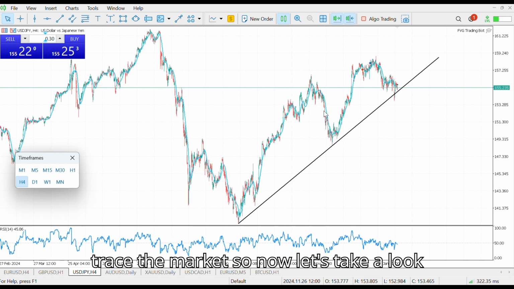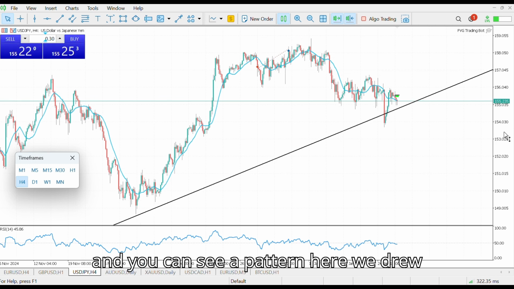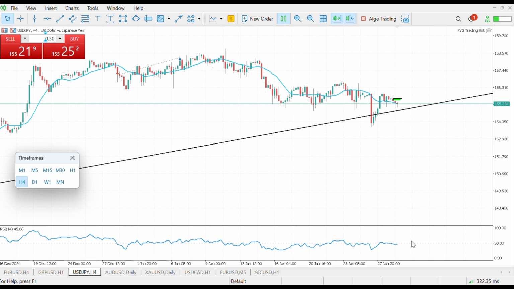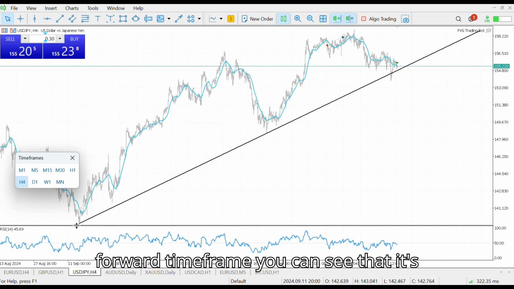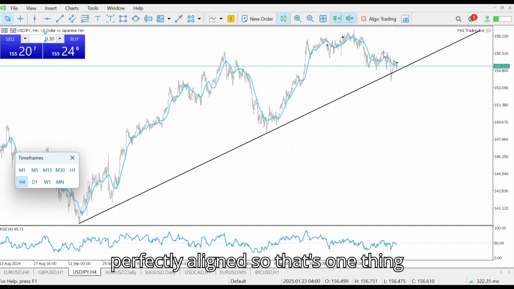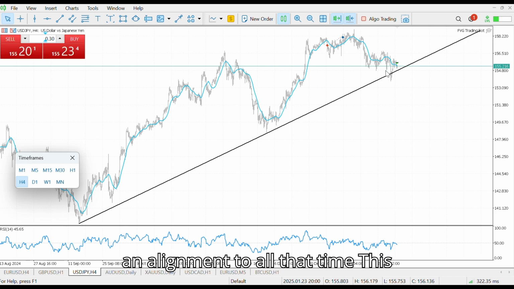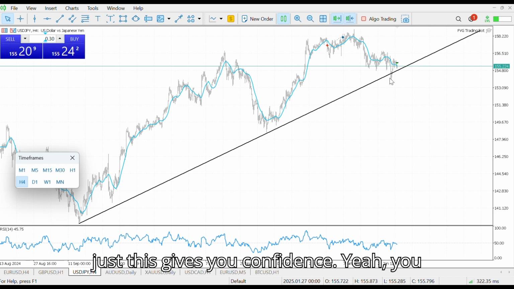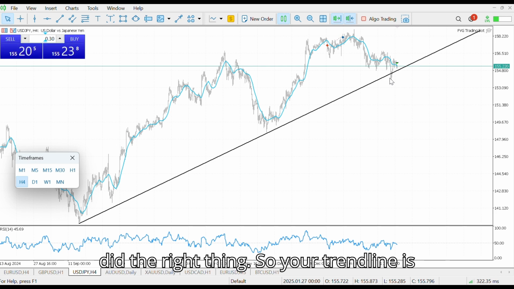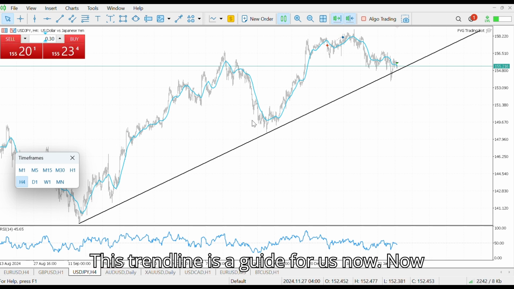So now let's take a look at the 4 hour time frame, and you can see a pattern here. We drew a trend line on the daily time frame, and on the 4 hour time frame you can see that it's perfectly aligned. So that's one thing. Once you draw a trend line and you notice an alignment on another time frame, this gives you confidence that you did the right thing. So your trend line is perfect, and you can see that this trend line is a guide for us now.